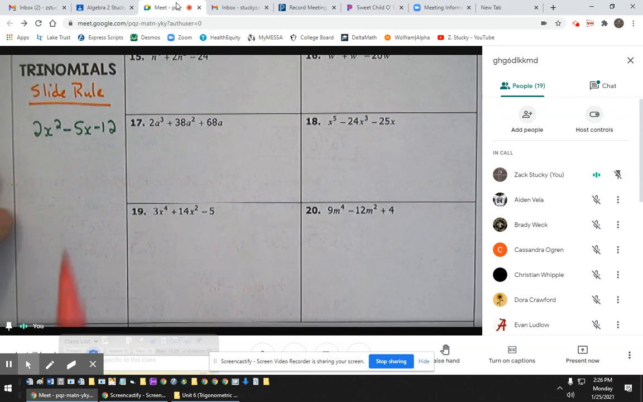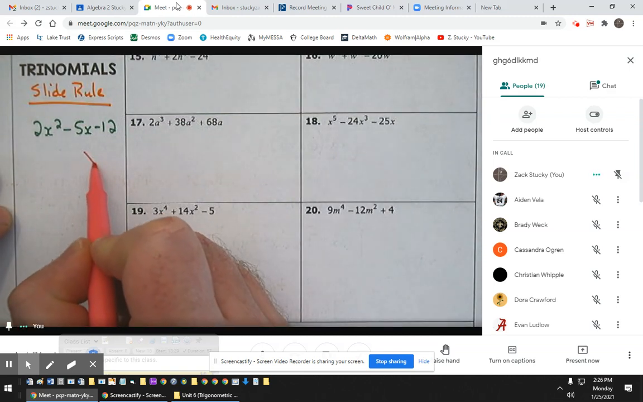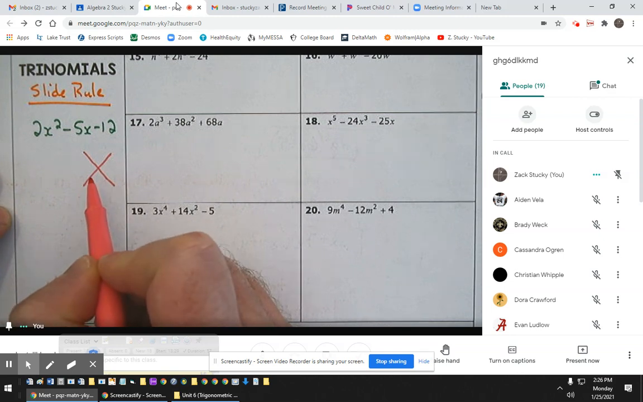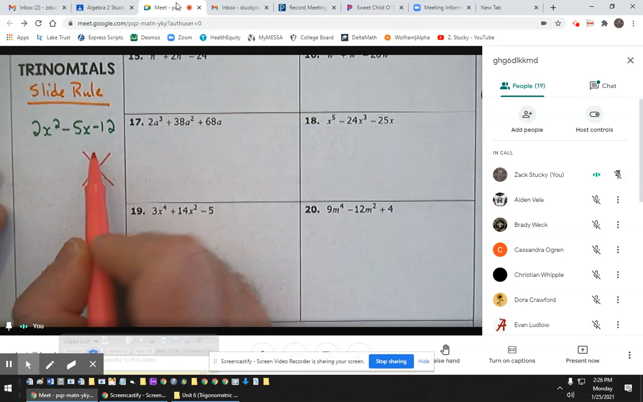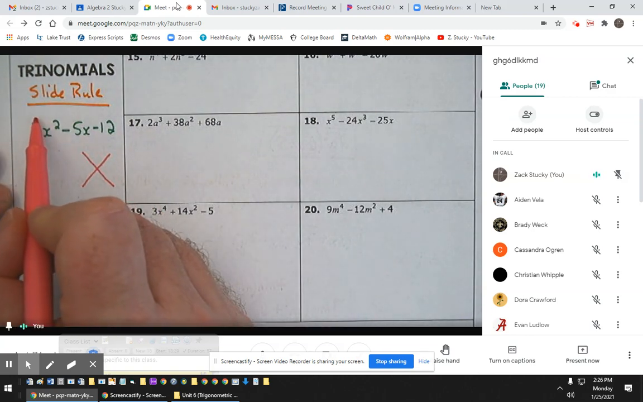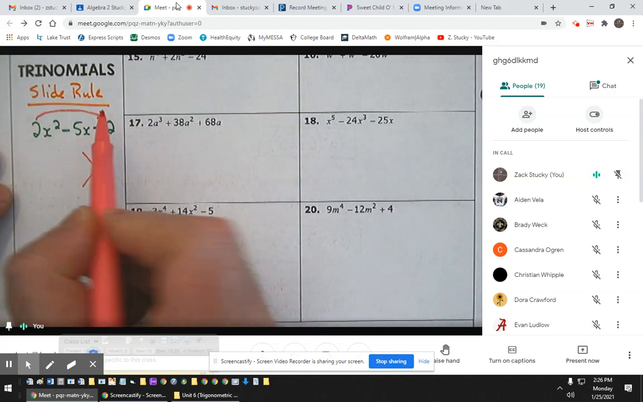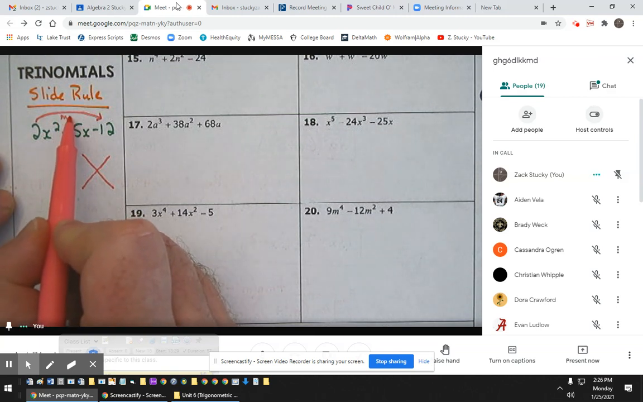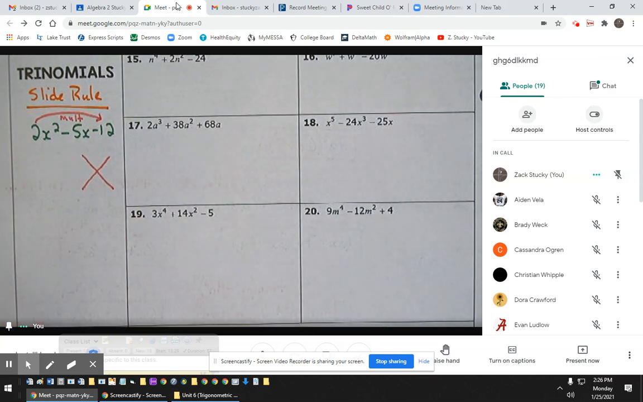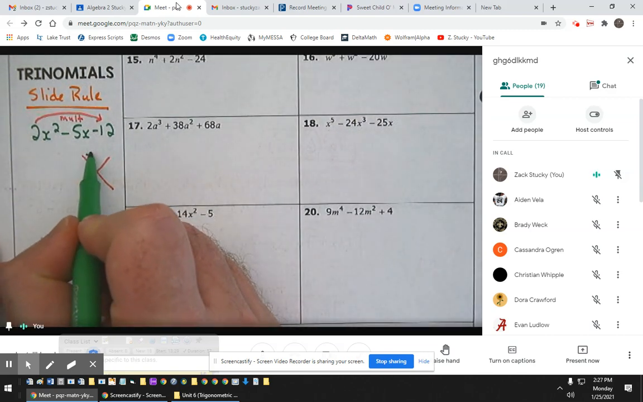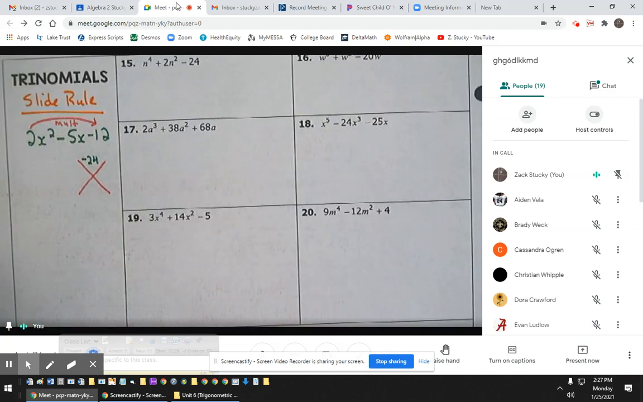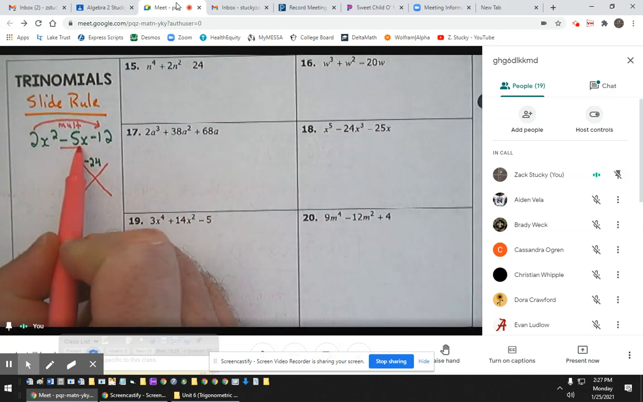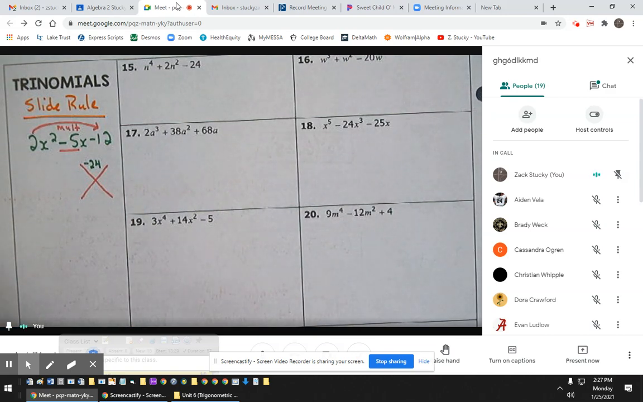So the first thing I'm going to do is make this x, and I have to fill in all 4 sections of this x. I start by filling in the top. The way we find the top is I take the first number and multiply it by the last. 2 times negative 12 is negative 24. Then whatever number's in the middle goes on the bottom.